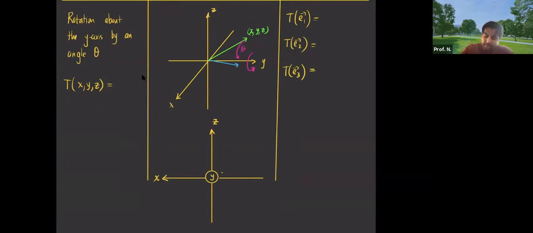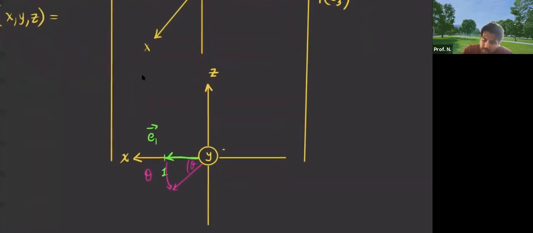And so if I have E1, remember, we're always looking at E1, E2, and E3. So if I have E1 here, what happens when I rotate this vector E1 by theta degrees counterclockwise with respect to the positive y-axis? So this is theta. This is my new vector under this transformation. This is theta here. So then what would be my new coordinates?